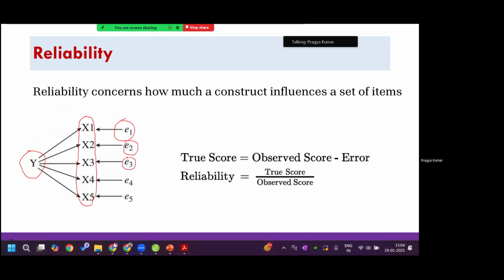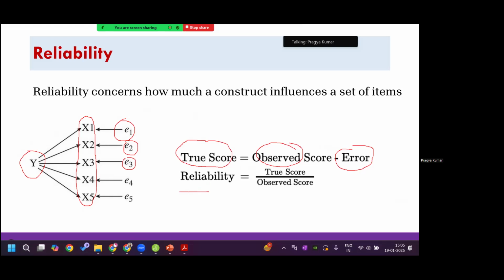We always say that this true score, if you can recall dependent and independent variables, so the independent variable, if you see this x1, the score in x1. Your true score is not known, but your true score is your observed score, and there will be some error also. This is the error. So your true score will be your observed score minus error. This is how we define the reliability.